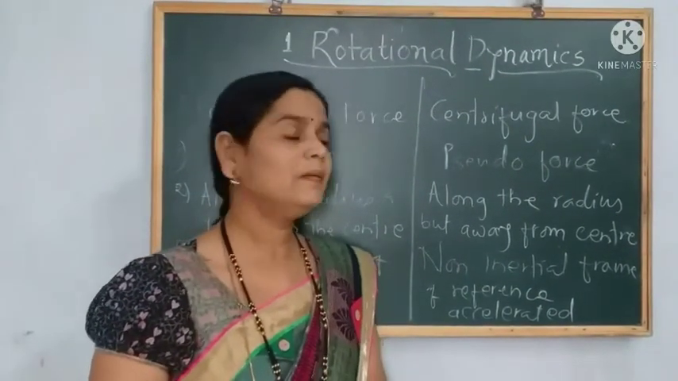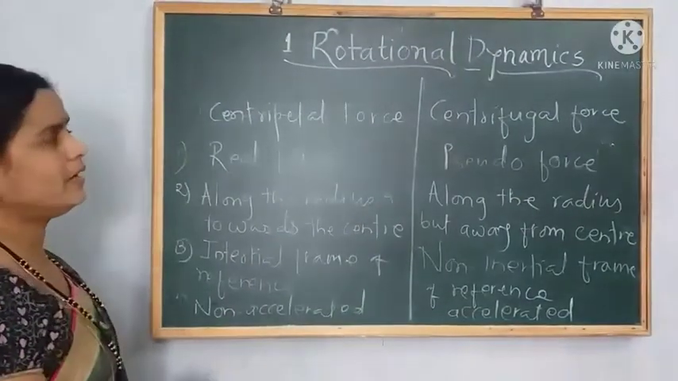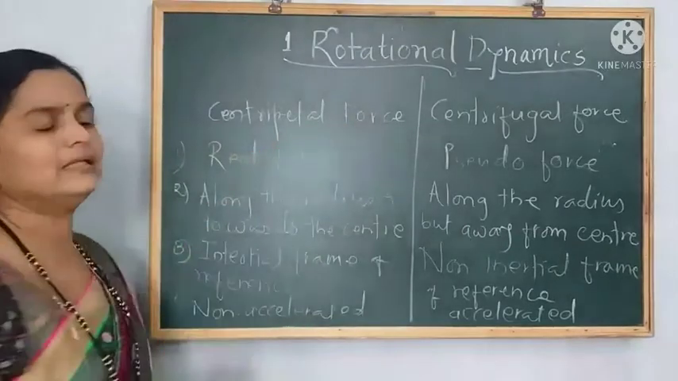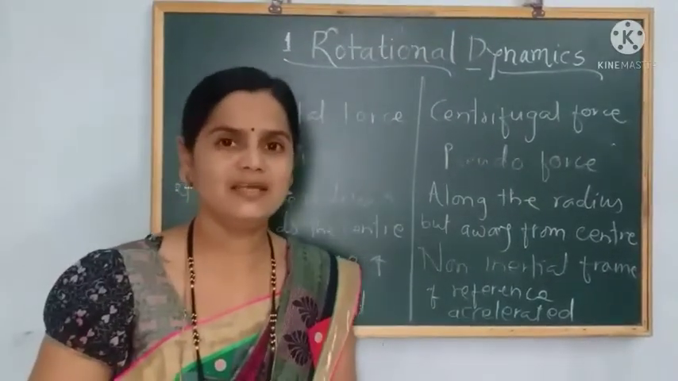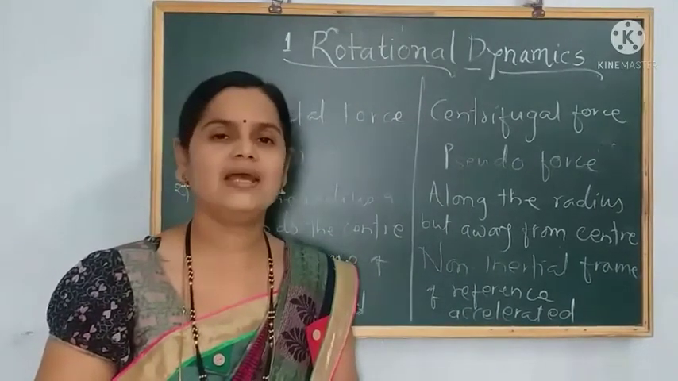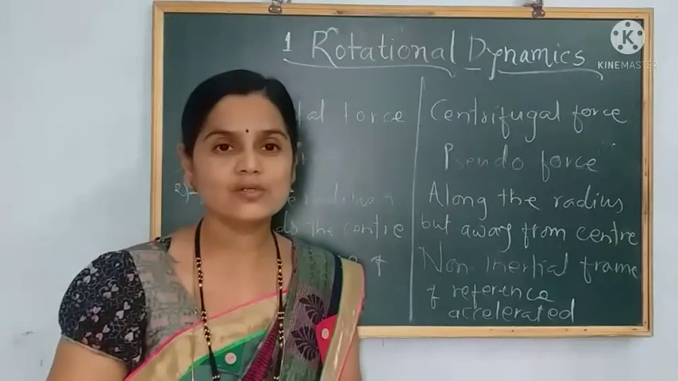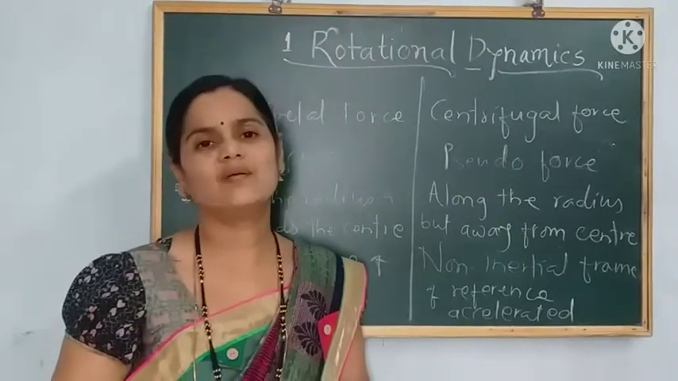Actually, in terms of magnitude, the magnitudes of both centripetal and centrifugal forces are equal, as we have seen here. This is how we can differentiate between the centripetal and centrifugal force, due to which a particle performs circular motion.